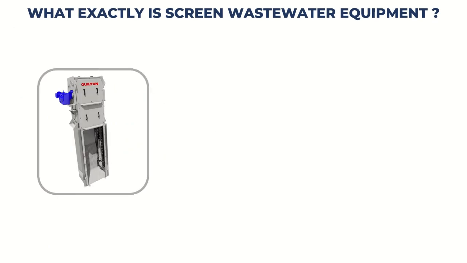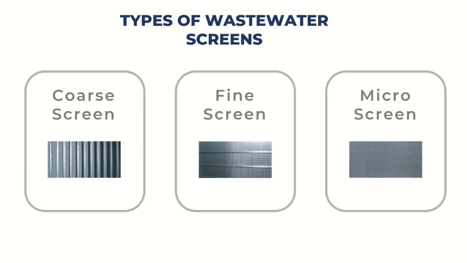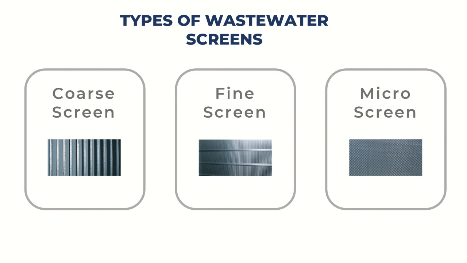So, what exactly is screen wastewater equipment? In simple terms, it's a filtration system that removes large solids and debris from wastewater. Think of it as a giant sieve that catches everything from plastics to organic matter before the water undergoes further treatment. There are three broad categories in which you can classify wastewater treatment screens: coarse, fine, and micro.